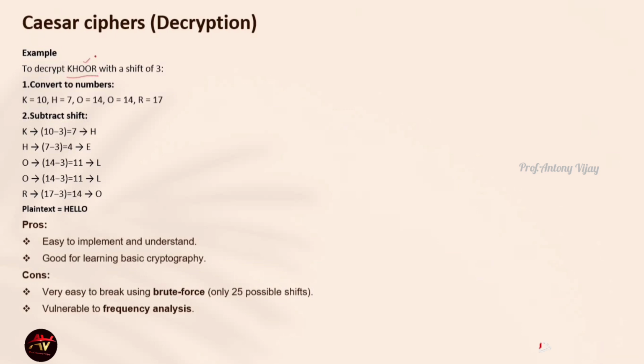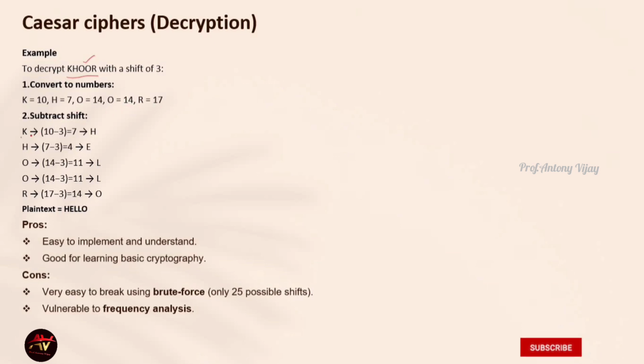Right now we got this. We have to decrypt the process. Initially we added in the encryption part, so in the decryption part, we have to subtract it. So we have to find the value of KHOOR. It is 10, 7, 14, 14, 17 respectively.